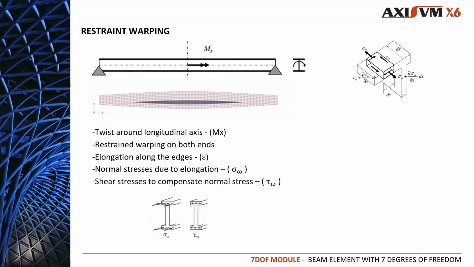And how restrained warping affects stresses in a member is shown in this example, where we have a beam. On this beam, we have an applied twisting moment at the center, and both ends of the beam are restrained against warping. Checking the beam from the top view, you can see that the level of twist changes along the member, and this results in elongation on the edges of the flanges. And this elongation induces normal stresses, sigma omega, and this normal stress is compensated by the shear stresses, tau omega.